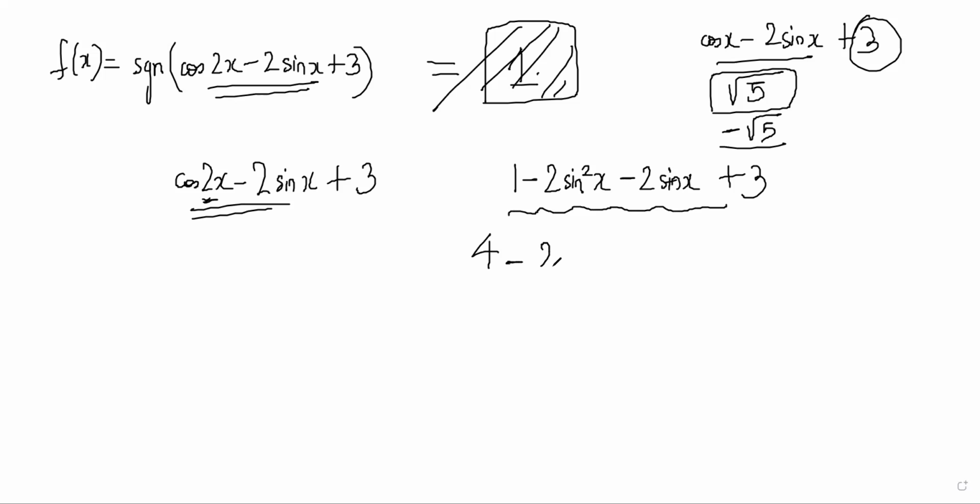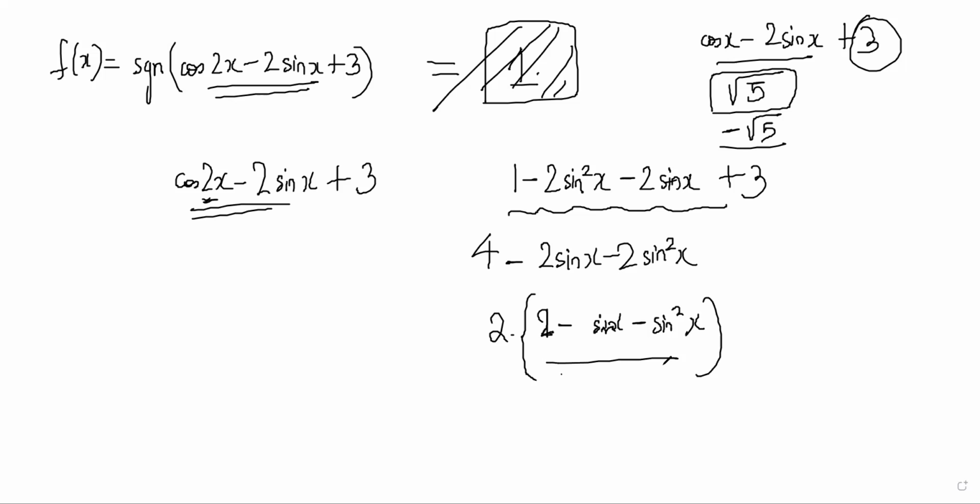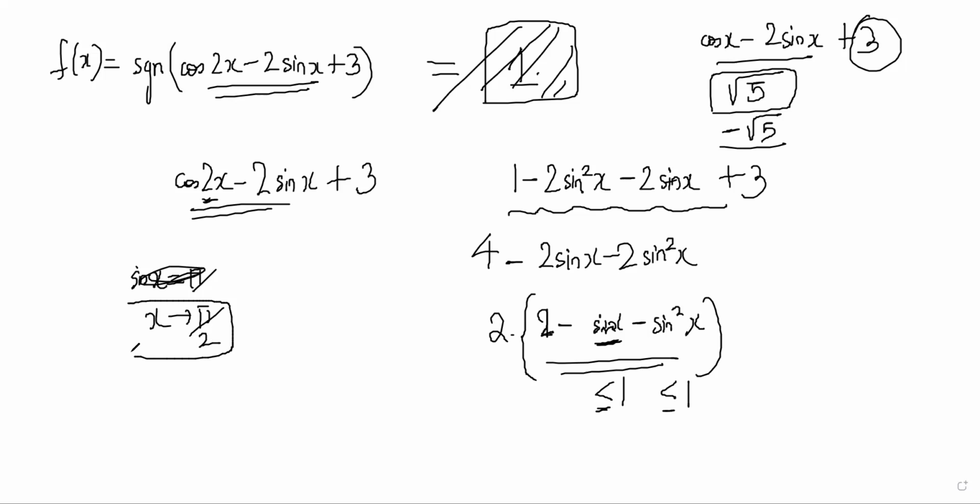So this becomes 4 minus 2 sine x minus 2 sine square x. Taking 2 common, that will be 2 times (2 minus sine x minus sine square x). So this part we have to figure out. But we know for sure sine x is always positive or 0. Zero is a possibility near, say, sin x is pi by 2. When x is near pi by 2, it could become 0. Otherwise, it is always positive.